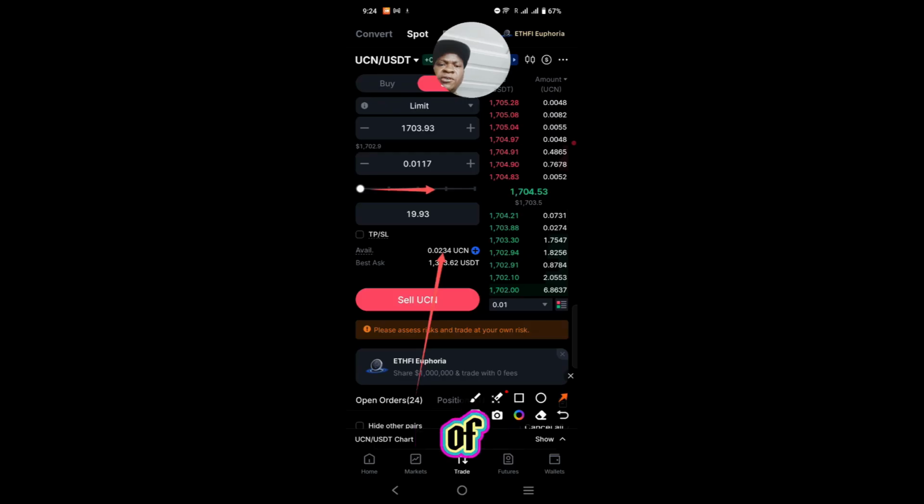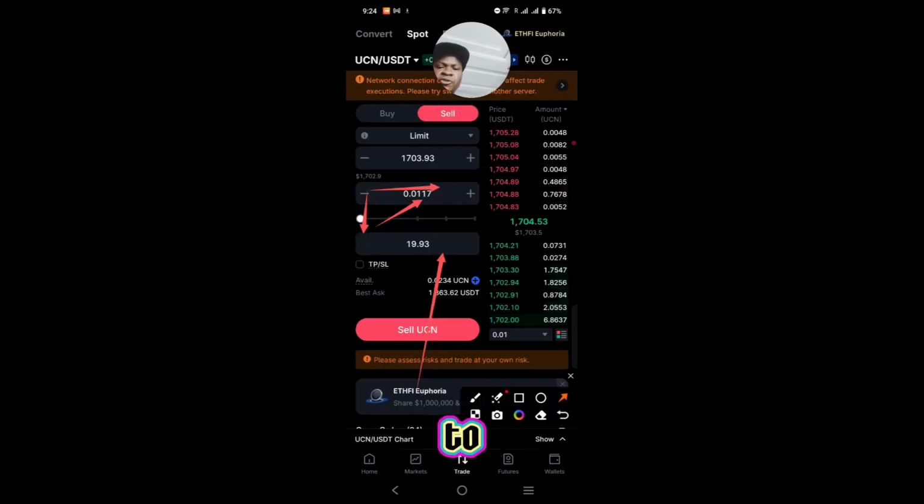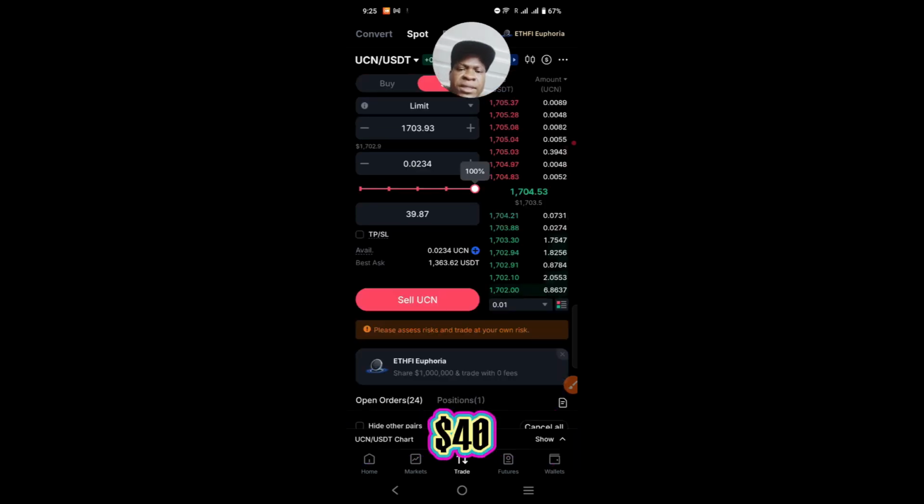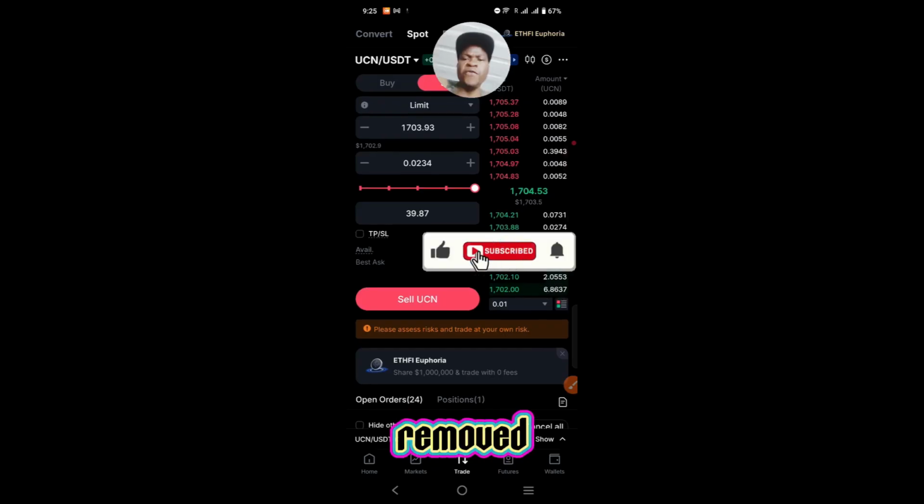So what is the value of this figure? Sorry, let's drag it. For you to know the value, you have to drag from left to right. This percentage bar, right? This percentage bar, you drag from left to right. It gives us about 39.87, approximately $40. So now we have it. Now what happens here is we removed these two orders. Those two orders we canceled.